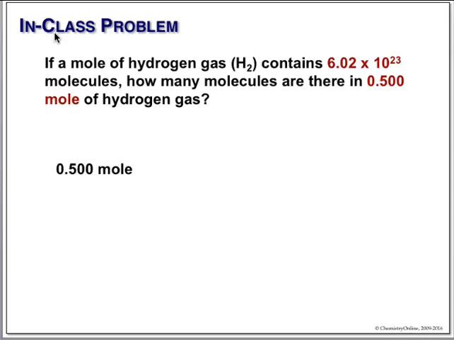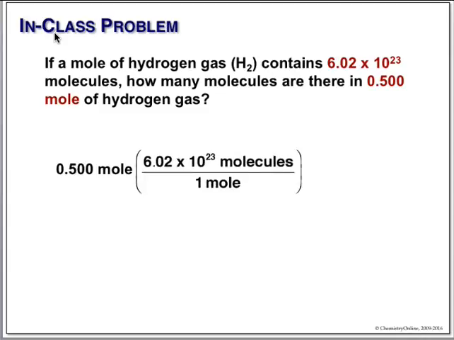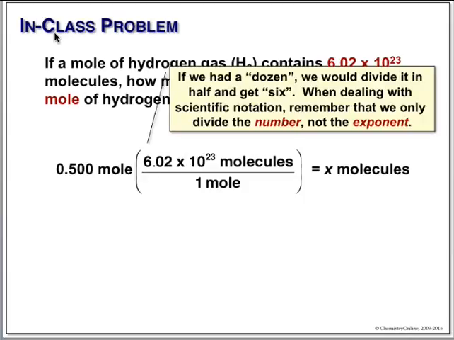Here we have half a mole. We know, again, that there are 6.02 times 10 to the 23rd molecules in a mole. Moles cancel, and we're left only with molecules. Do our math, 0.5 times this, only going to work on the coefficient, not the exponent, and we have 3.01 times 10 to the 20. Any questions on this?